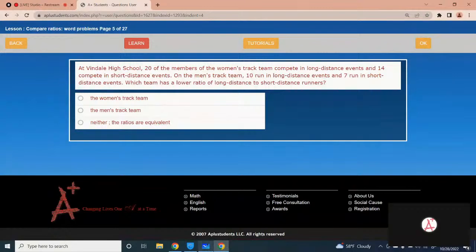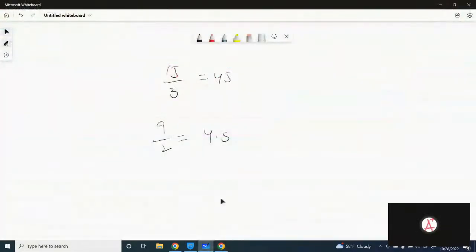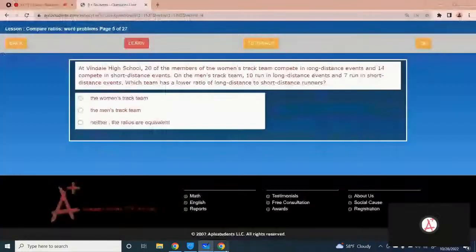So they are 20 by 14 and 10 over 7. Okay, let's just calculate the values. So 20 by 14 is 1.428, and 10 by 7 is the same. Yes, 1.428. So they both are equivalent. So the fractions are equivalent. Got it? So just select the correct option and then click on the OK button.